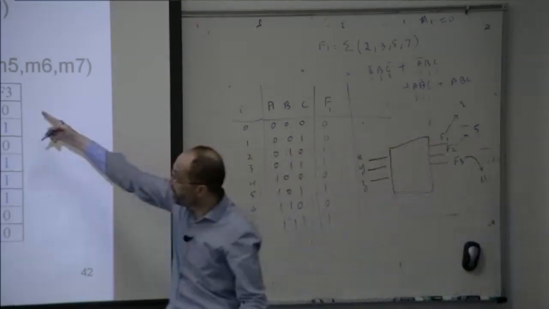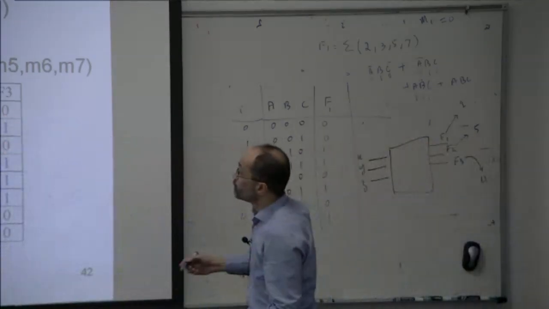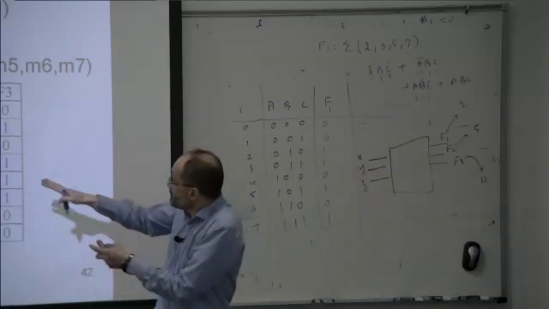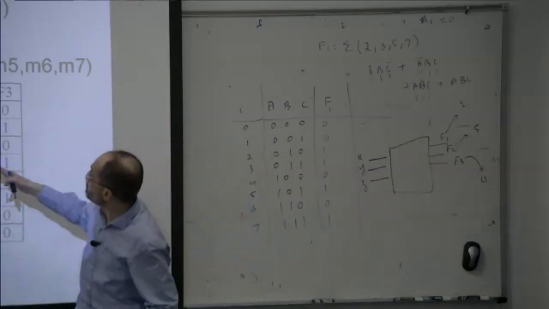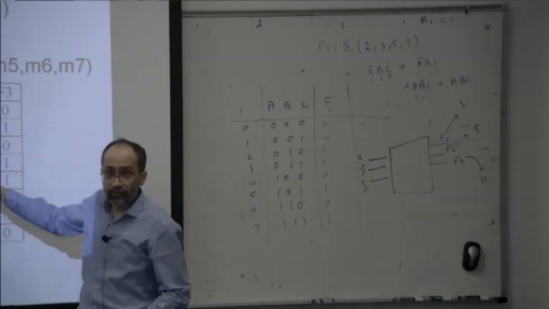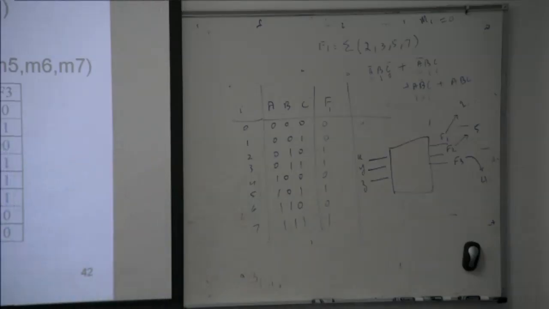So now these are the minterms. So this is one representation, the truth table representation. This one, the minterm representation, is more concise.